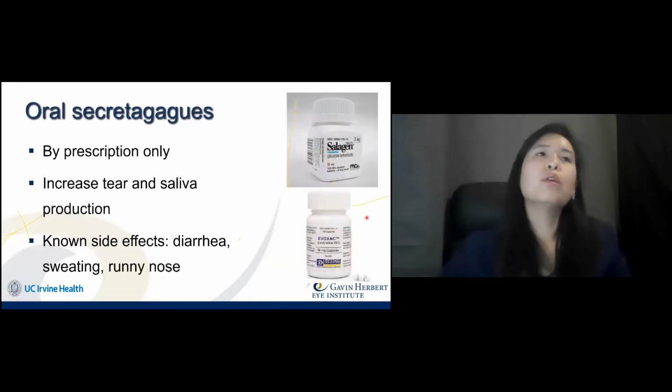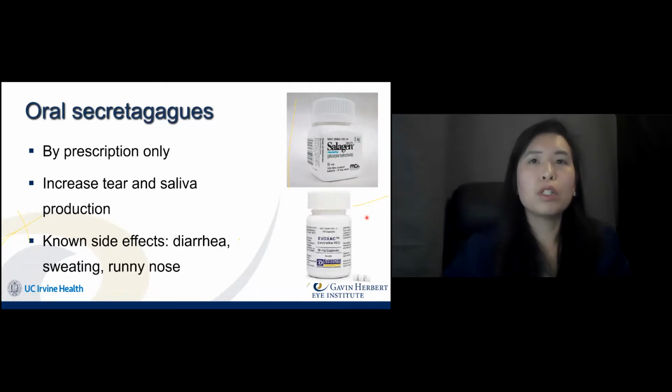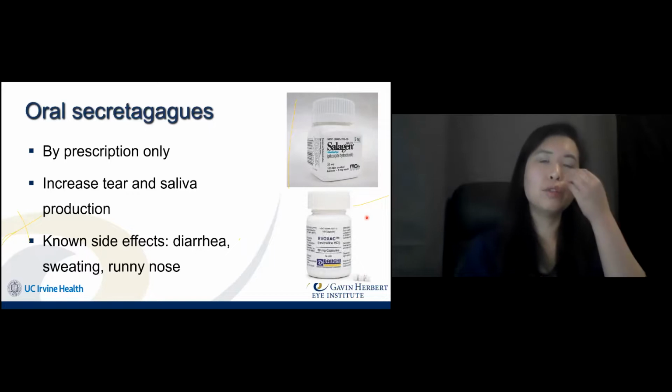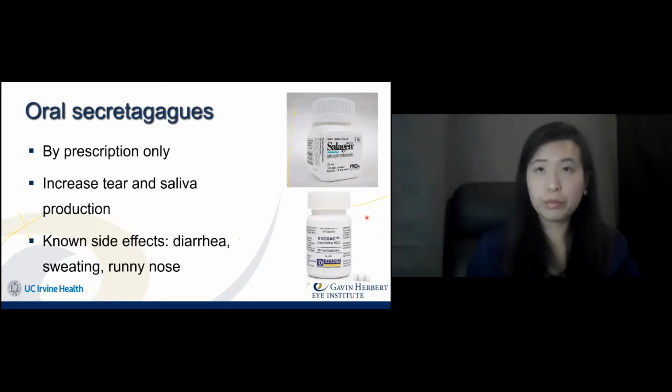There are also some oral medications or pills that can be prescribed for severe dry eye, but these will not only increase tear production, they will also increase saliva production and can also make the skin feel more moist, or if you feel like you're sweating a lot. So some people don't like those other effects, but particularly patients who have Sjogren's syndrome, they're already dry. They have dry eye, they have dry mouth, they have dry skin. Those patients do better with these.